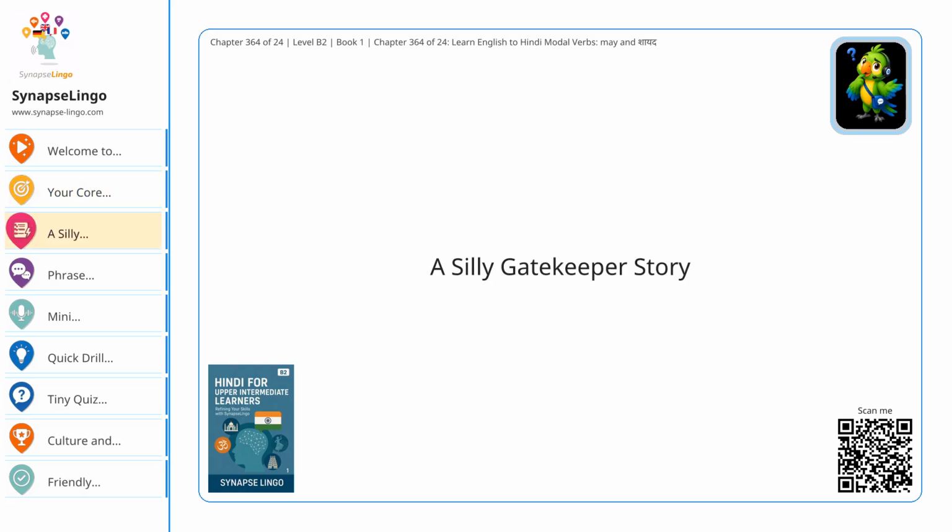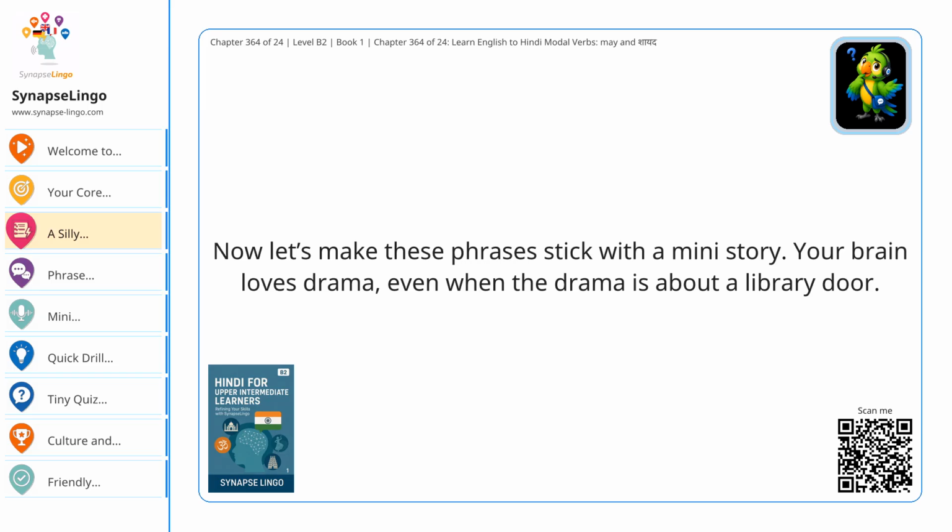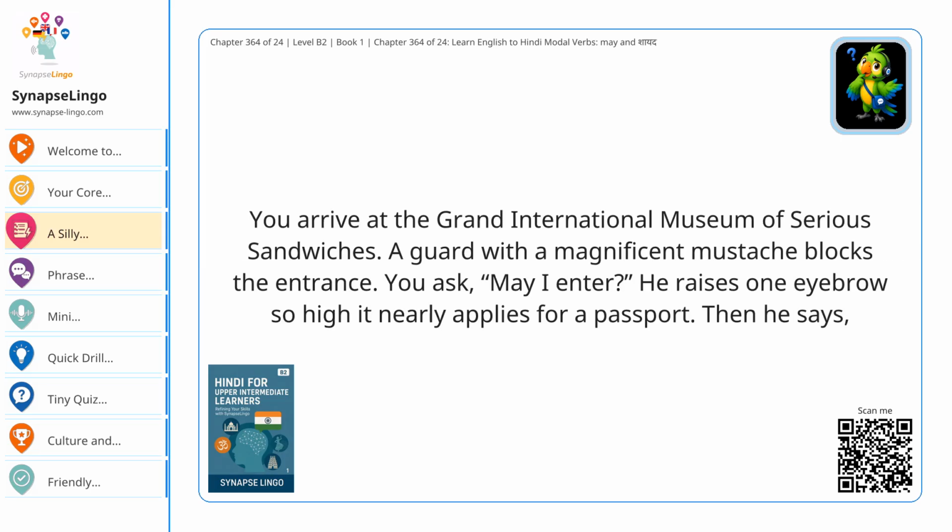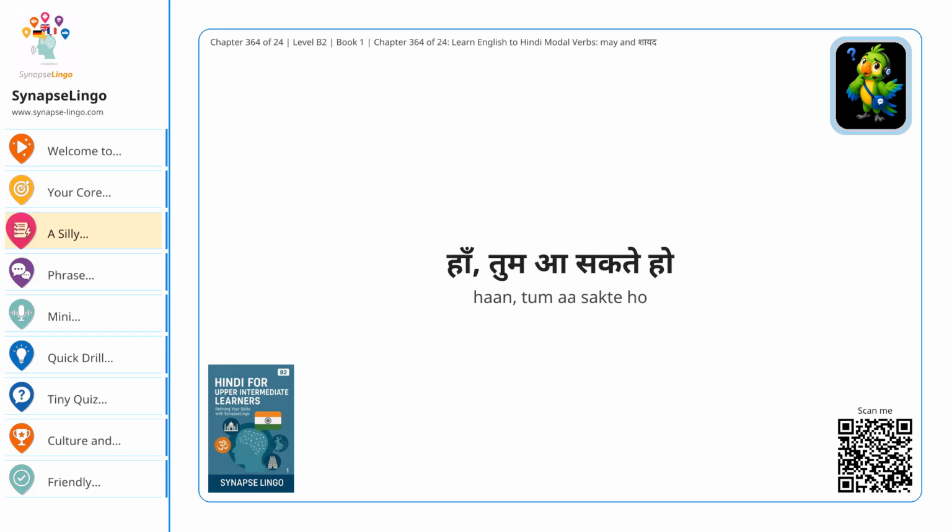A silly gatekeeper story. Now let's make these phrases stick with a mini story. Your brain loves drama, even when the drama is about a library door. You arrive at the Grand International Museum of Serious Sandwiches. A guard with a magnificent mustache blocks the entrance. You ask, may I enter? He raises one eyebrow so high it nearly applies for a passport. Then he says, हाँ, तुम आ सकते हो.